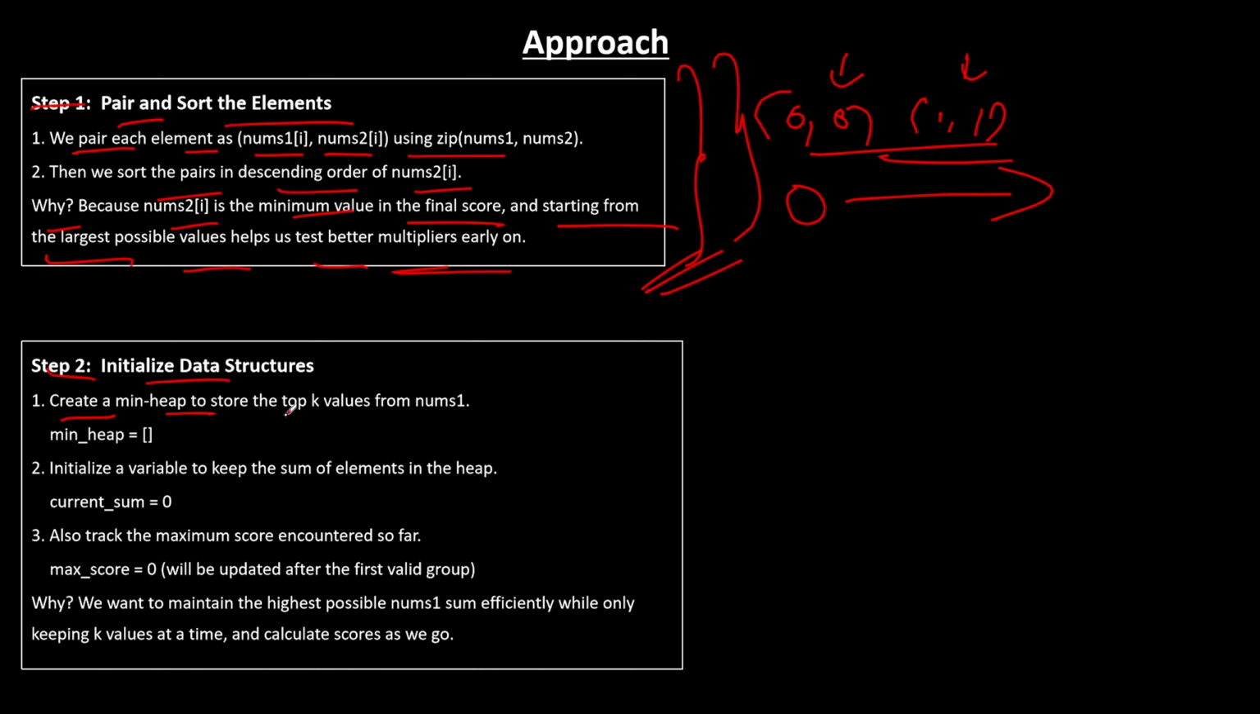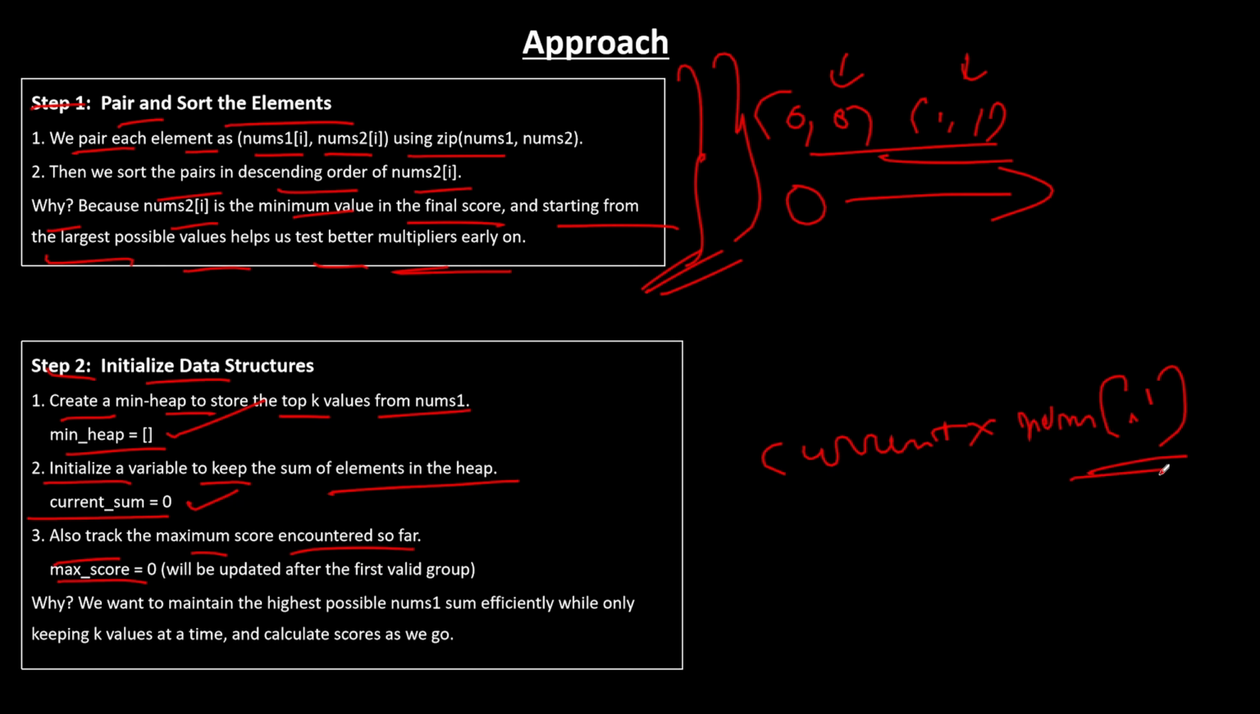We create a min heap to store the top k values from nums1, and initialize a variable to keep the sum of elements in the heap. So basically this is the min heap and this is the sum of the min heap. And also track the maximum score encountered so far. So we have max score equal to 0, which will hold the current sum multiplied by nums1 of I, whatever the value we have right now.